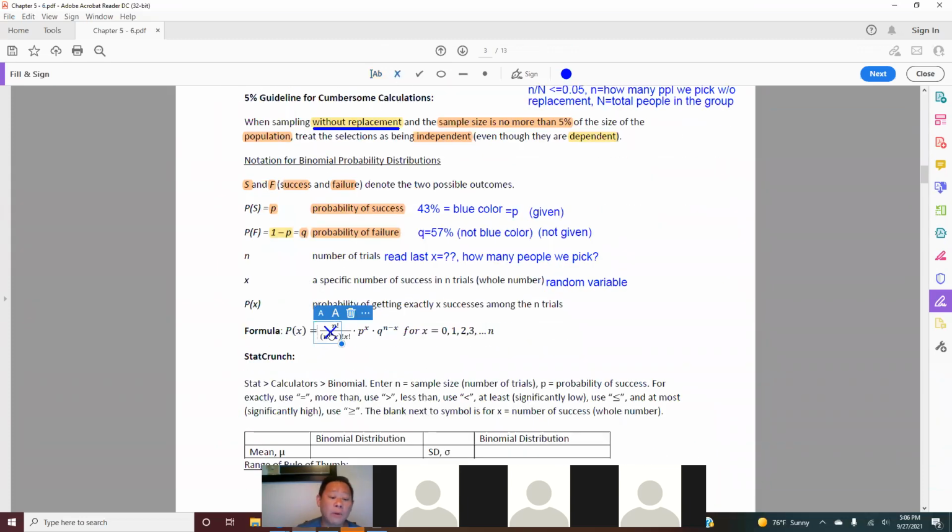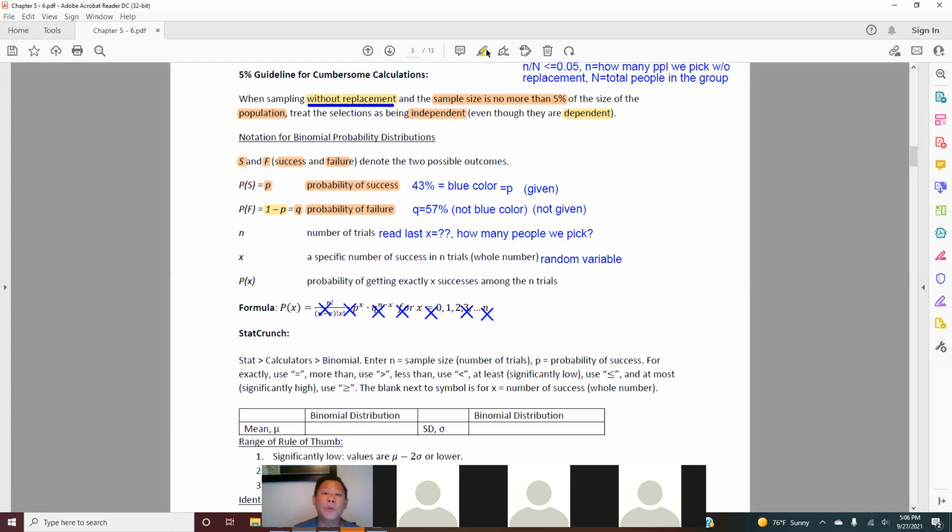You do not need to memorize this formula. Please don't use it. And again, class, if you help me solve this in this section, you will see this formula pop up and you will be crying using this formula because it's very difficult. So I will not use this formula. We will be replacing it with StatCrunch. In StatCrunch, you use Stats, Calculators, Binomial. You need to enter N, the sample size or number of trials, and you need to enter P, the probability of success.